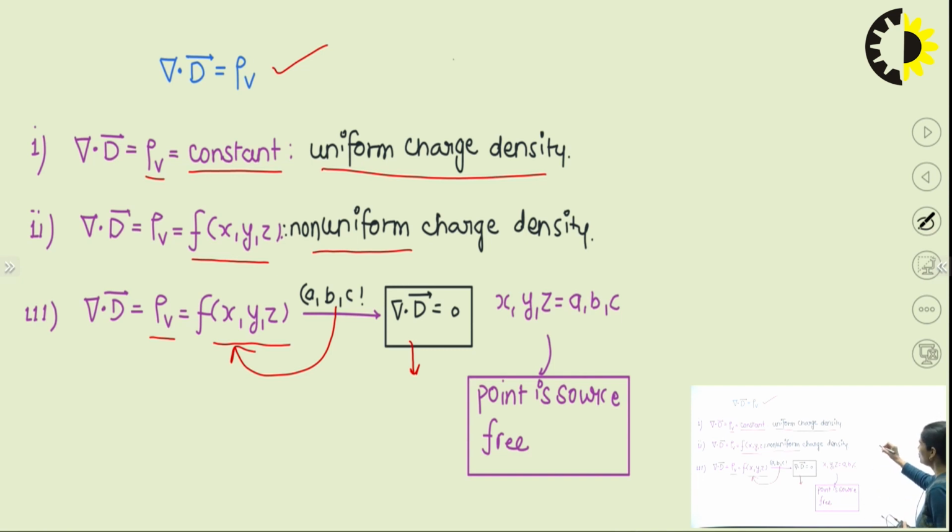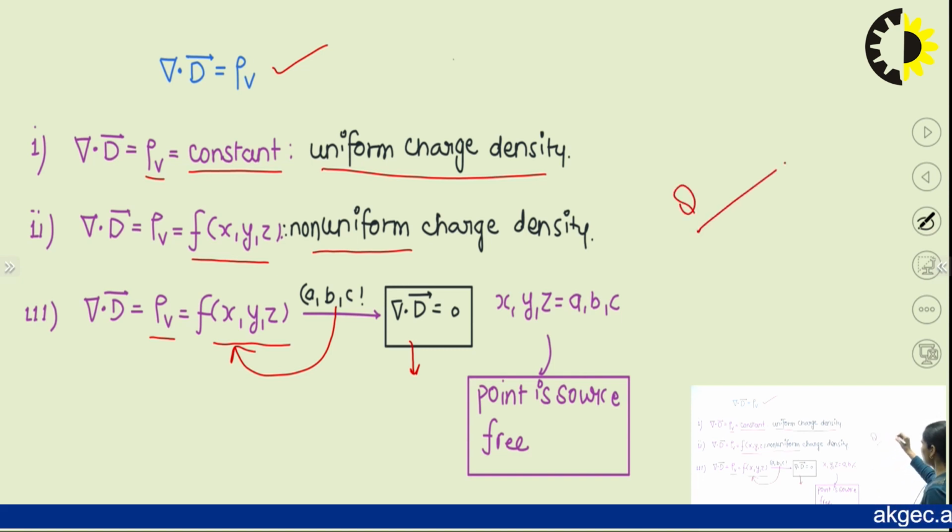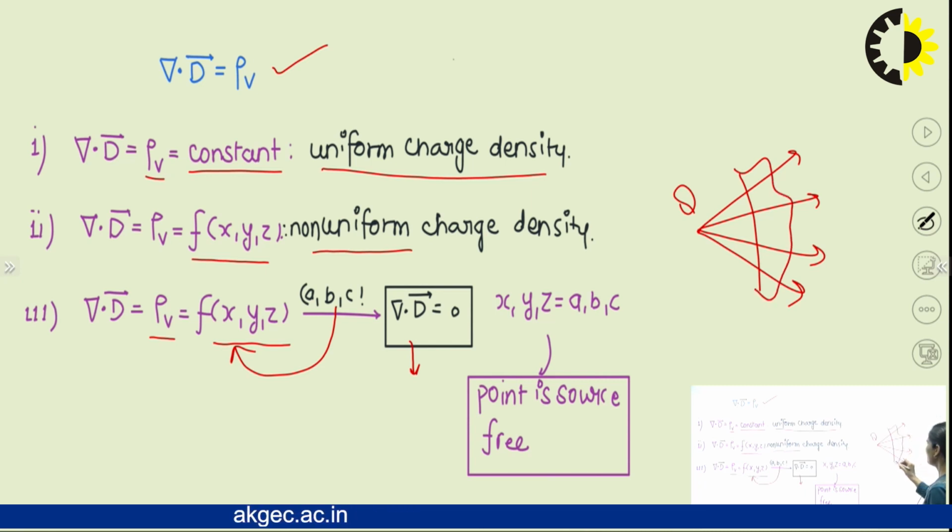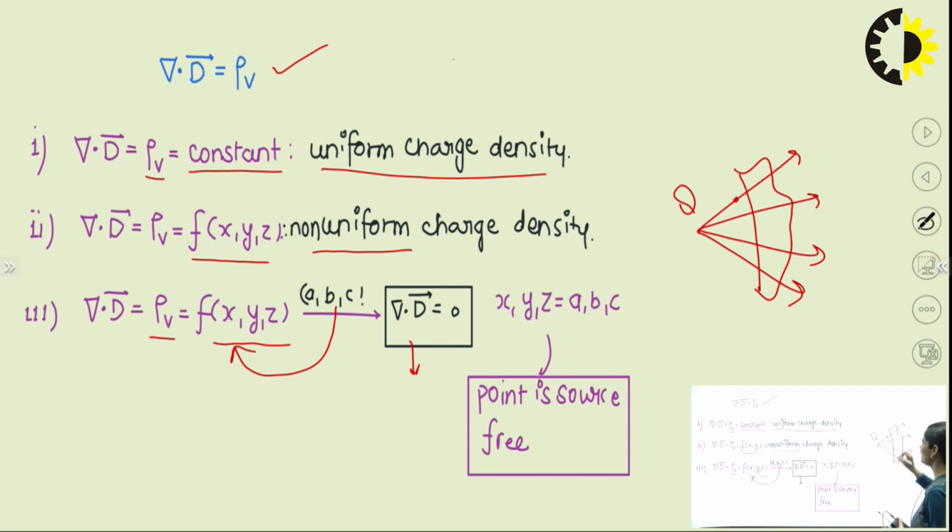Let us say you have this point Q, these are the electric field lines, and you have some surface. Now see, point is source free means let us say you have a point here on this electric field line. This is not a source. So you can say this point P is source free and Q is the source in this figure.